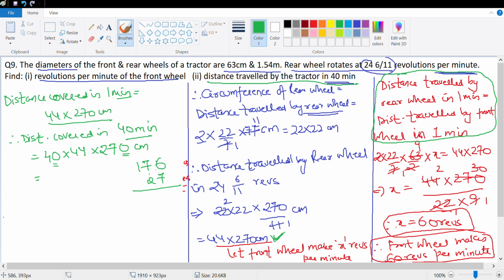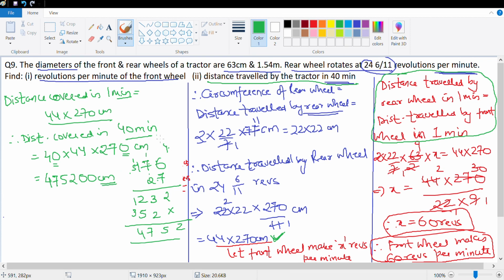7 into 6, 42. 7 sevens are 49 plus 4, 53. 7 ones are 7 plus 5, 12. 2 into 6, 12. 2 into 7, 14 plus 1, 15. 2 into 1, 2 plus 1, 3. So this is 4752 with 00 centimeter. Oh, that's a lot of distance to be written in centimeter.